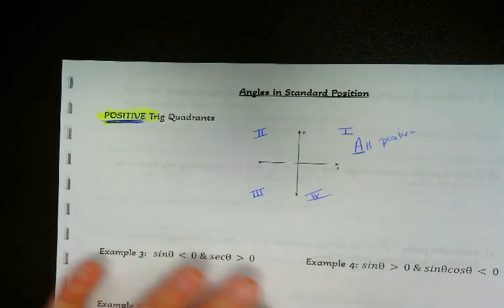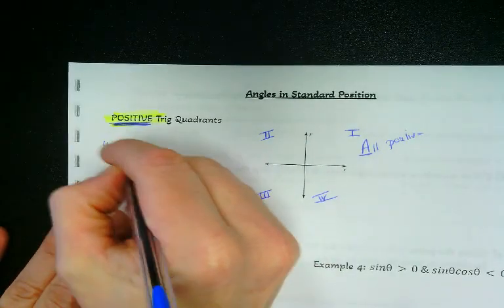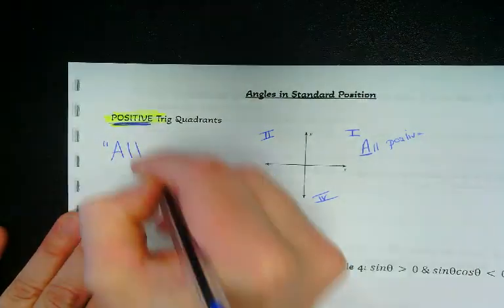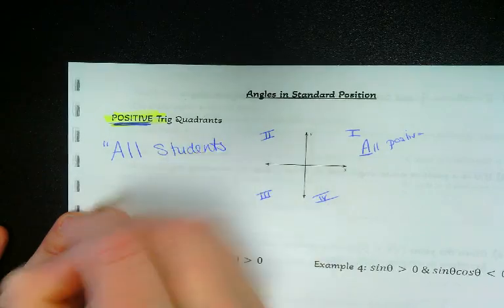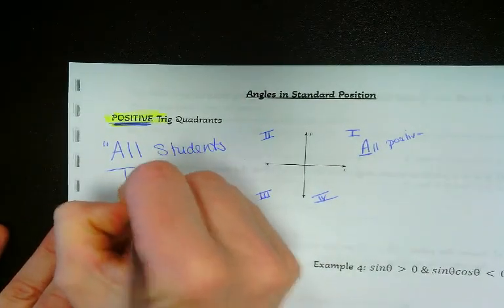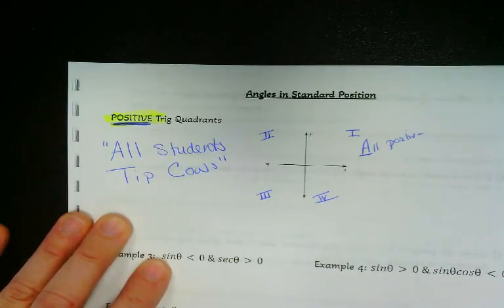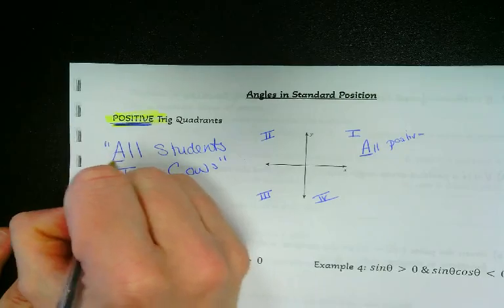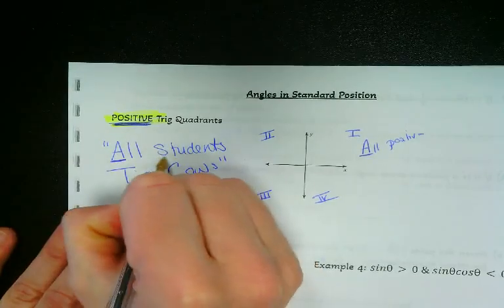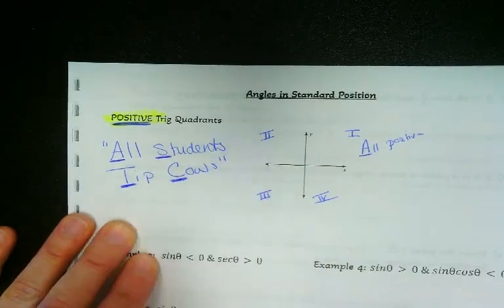Okay, now I'm going to give you a little phrase, and you can make up your own phrase or use whatever you want. So I'm going to say, jot this down, students, tip, cows. All students tip cows. Now, again, I want you to underline the A in all, the S in students, T in tip, C in cows.